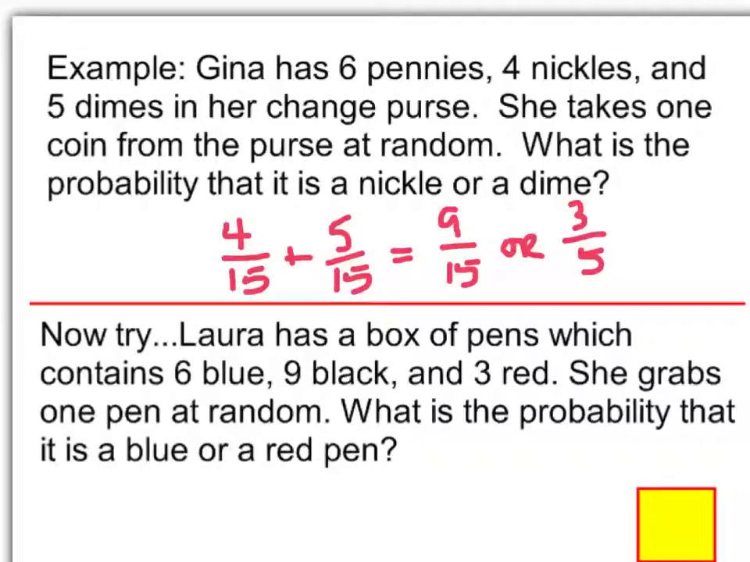Now try the next one on the bottom on your own. It says Laura has a box of pens which contains 6 blue, 9 black, and 3 red. She grabs 1 pen at random. What is the probability it is a blue or red pen? Pause the video and try it on your own.